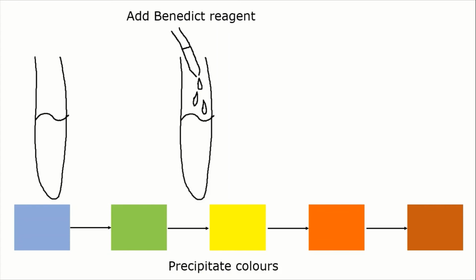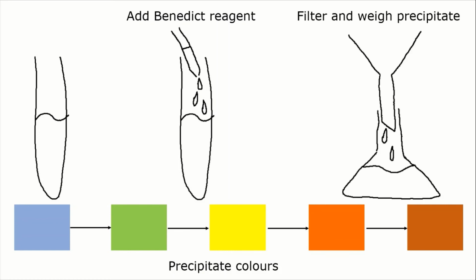So if there's a small amount of reducing sugar present within the substance that's being tested, then the precipitate colour may appear as green. However, if there's a lot of reducing sugar present, it may give a brick red precipitate. Now, to get a quantitative measure of the amount of precipitate or the amount of reducing sugar present, we can filter the solution and weigh the precipitate that is left on the filter paper.